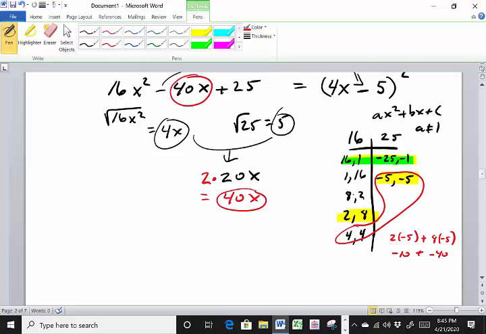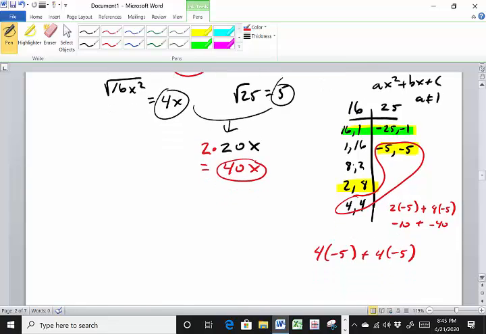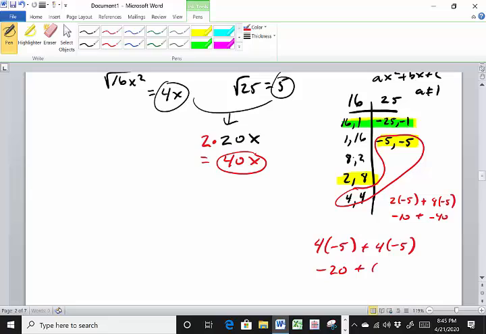So, let's check it out. 4 times minus 5 plus 4 times minus 5. That's minus 20 plus minus 20, which is minus 40, and that's our middle term. So these are the ones we're going to use.